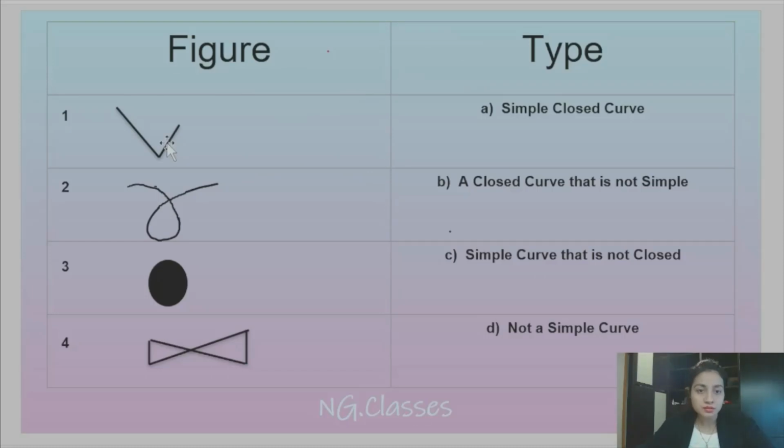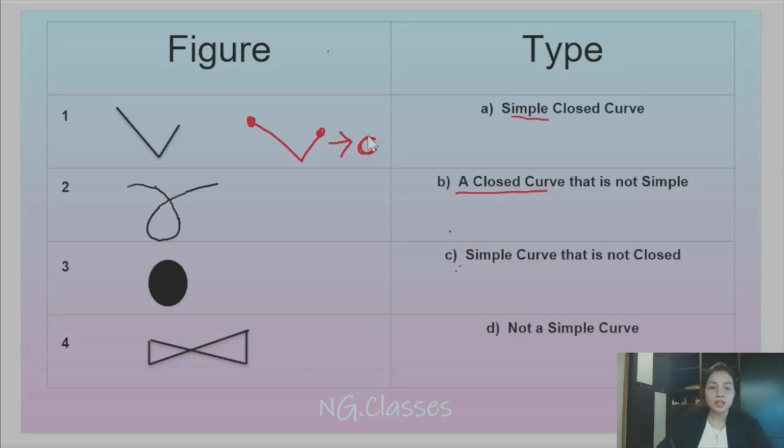See this first one. It's a curve, right? We can draw this one in one go. Now whether it's a simple curve or not, it's not crossing itself. So yeah, it's a simple curve. Now whether it's a closed curve or not. So starting point and end point are not the same. So it's a simple curve but not closed. Check the options. Simple closed curve, no. A closed curve that is not simple, no. Simple curve that is not closed. Yes, this one is a simple curve which is not closed.